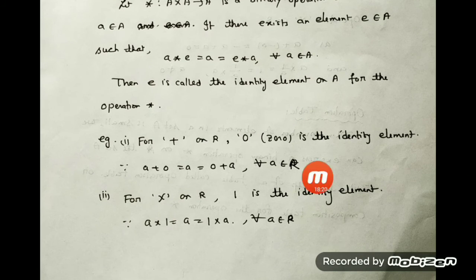In the case of real numbers, as I told you earlier, for multiplication on A, 1 is the identity element. As we know, a into 1 is equal to a is equal to 1 into a. This is true in the case of natural numbers also. Hope you understand what is identity element.